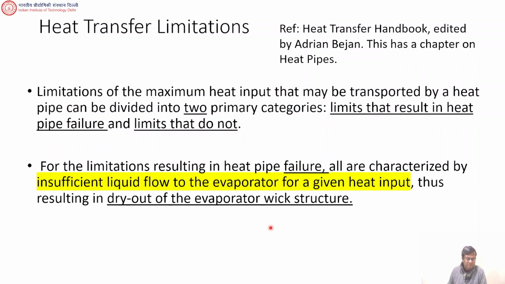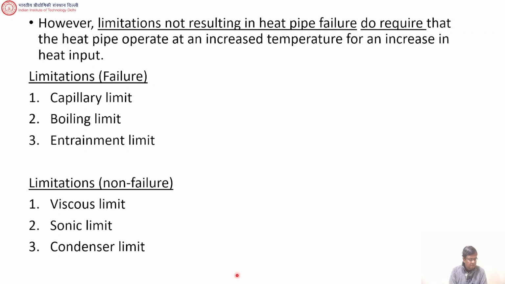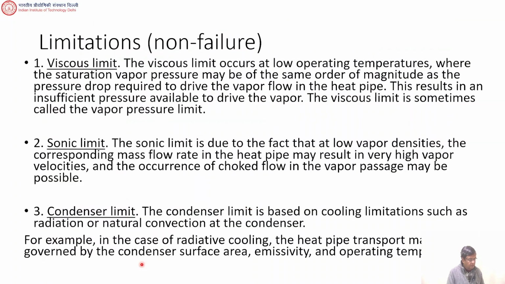So that is understandable. Now these limitations are in two categories. There are some which are in the failure category, and some others in the non-failure category. Non-failure means the heat pipe will not work very well. Failure means the heat pipe will completely fail. It will not work. So let's look at these. First, limitations of non-failure.